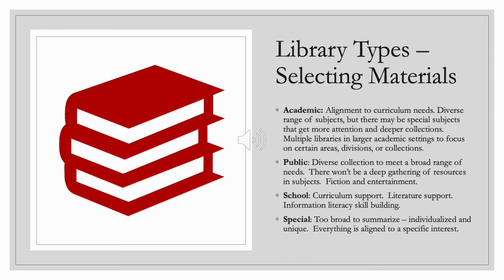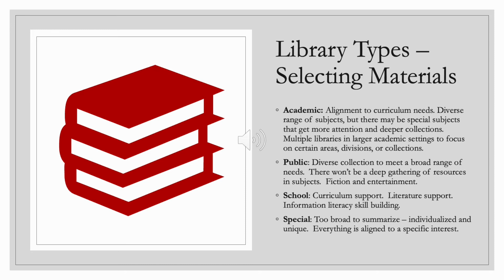Public libraries, on the other hand, have a diverse collection but probably won't go into much depth into any subject area. They probably will have a larger fiction collection than any academic library, as well as entertainment resources, such as a wider variety of magazines and videos. They will also carry materials that support a wider range of people, children, teenagers, adults, and any special groups in their community as well.